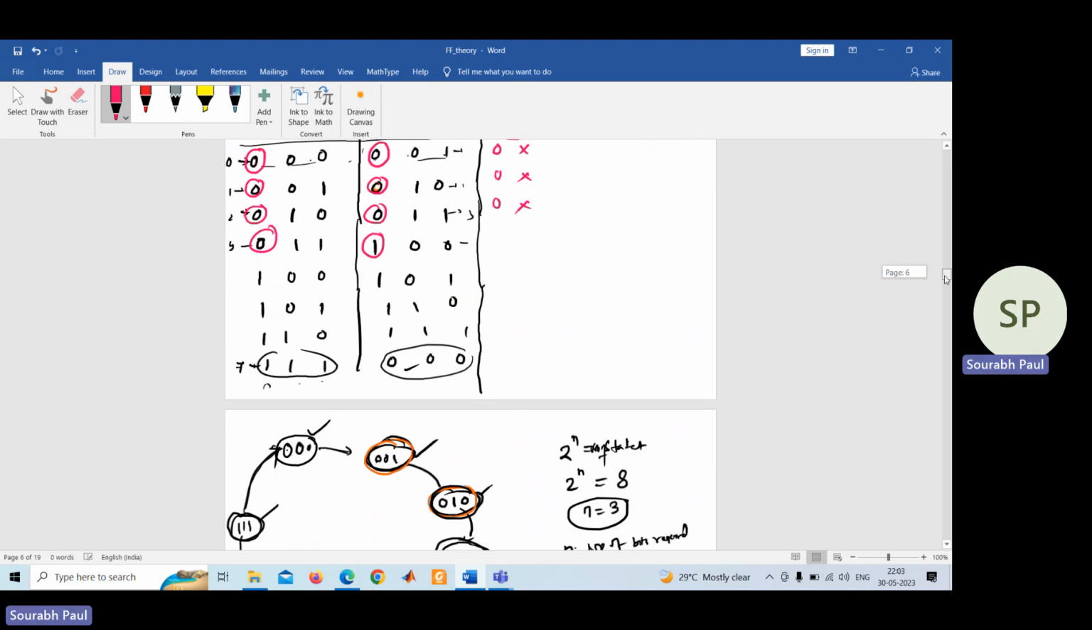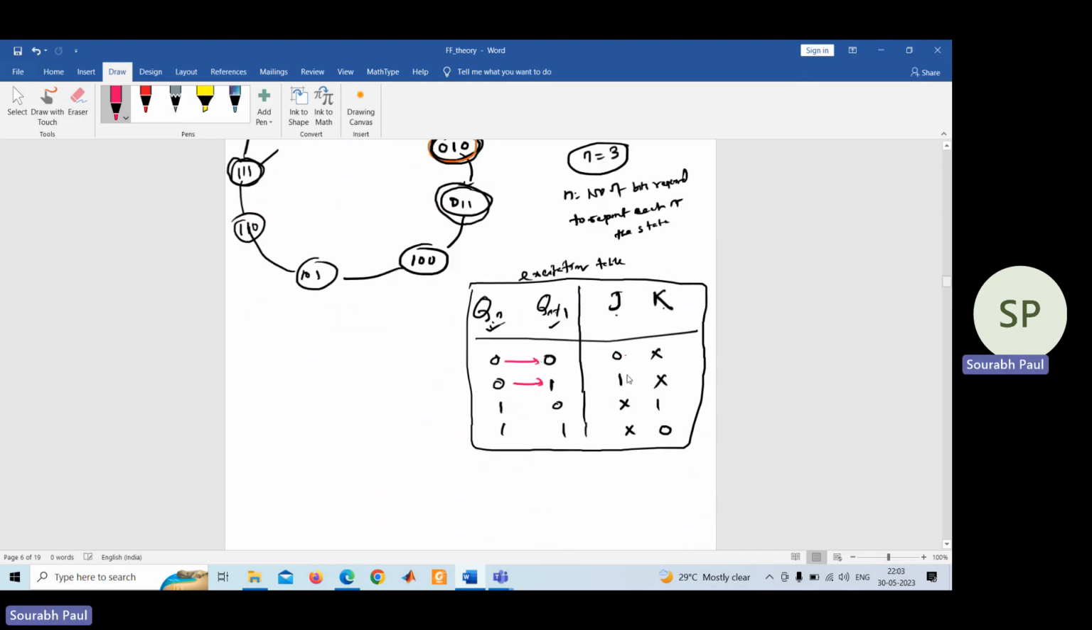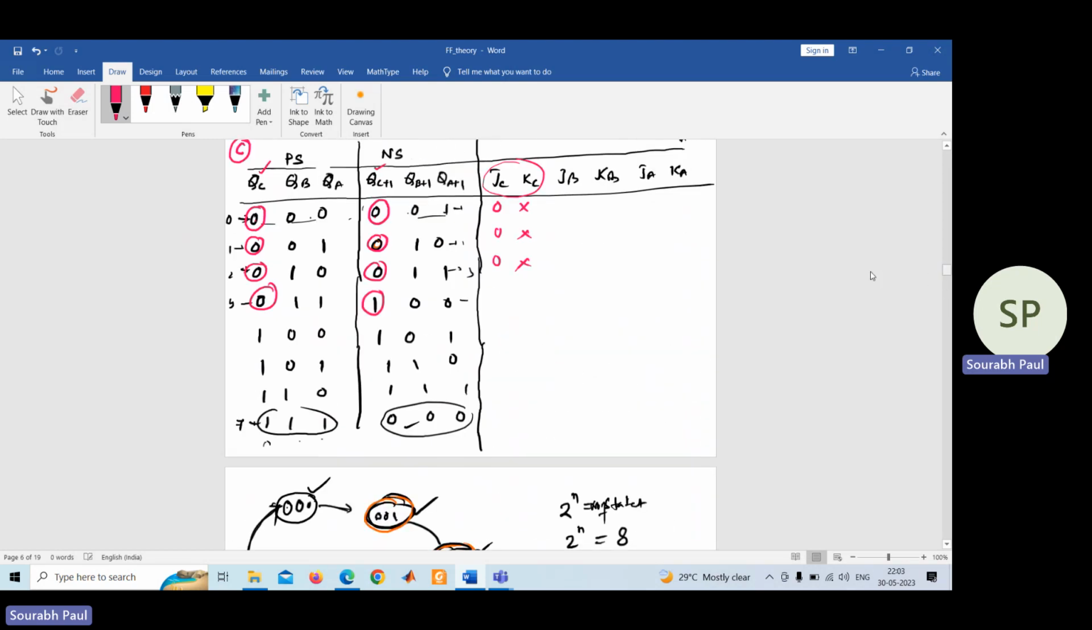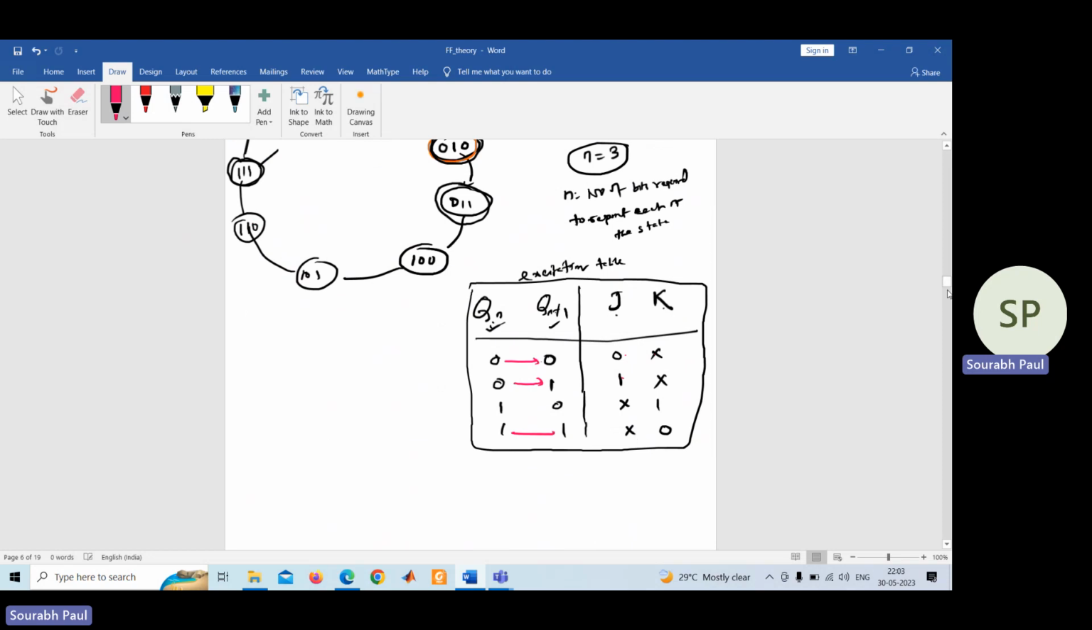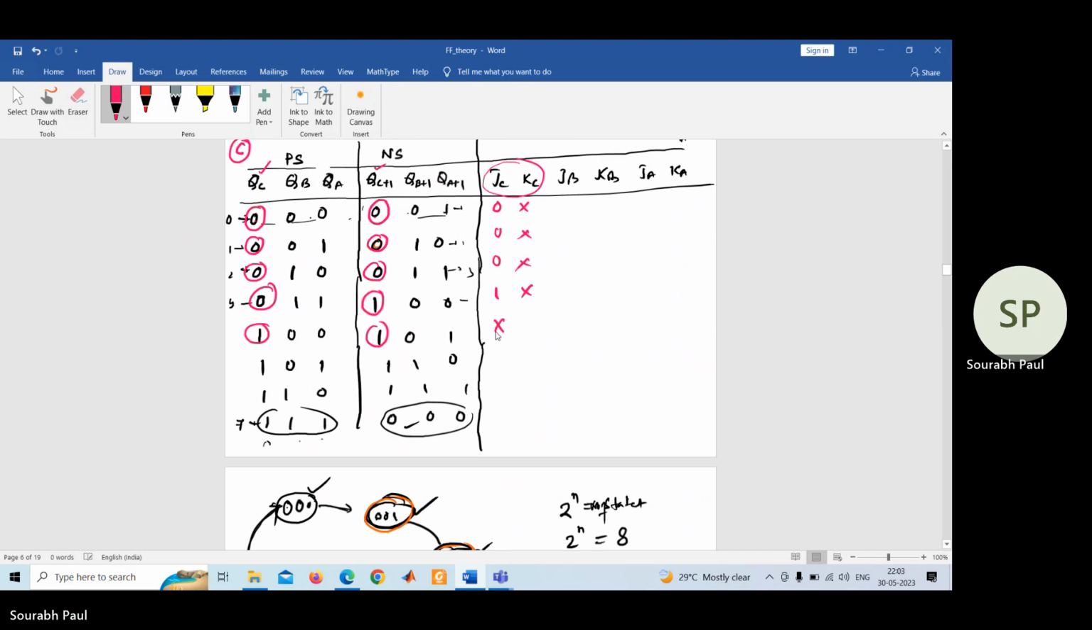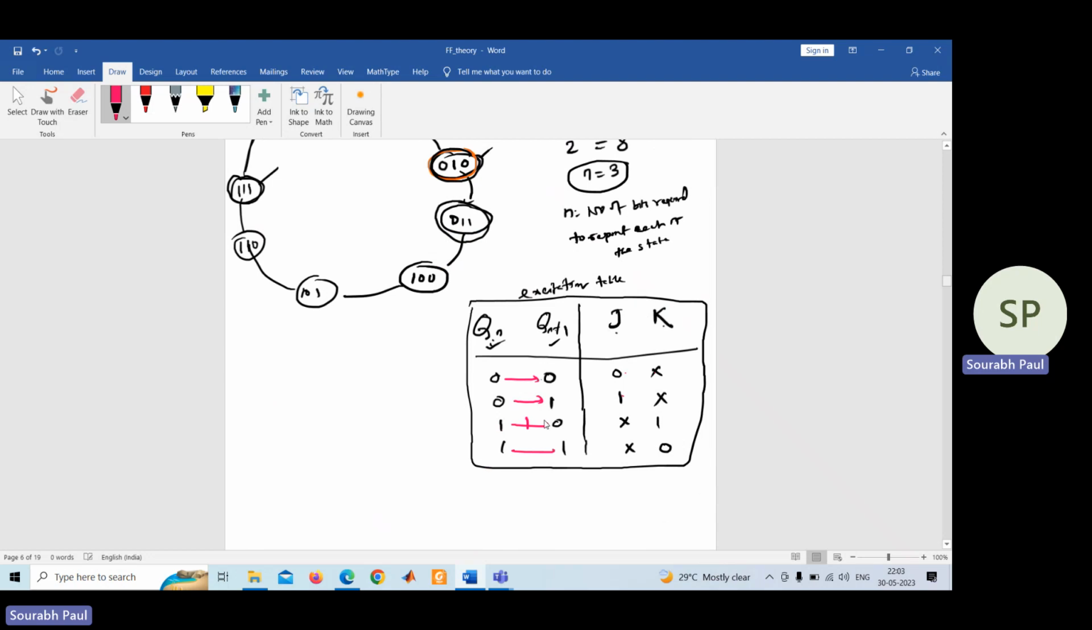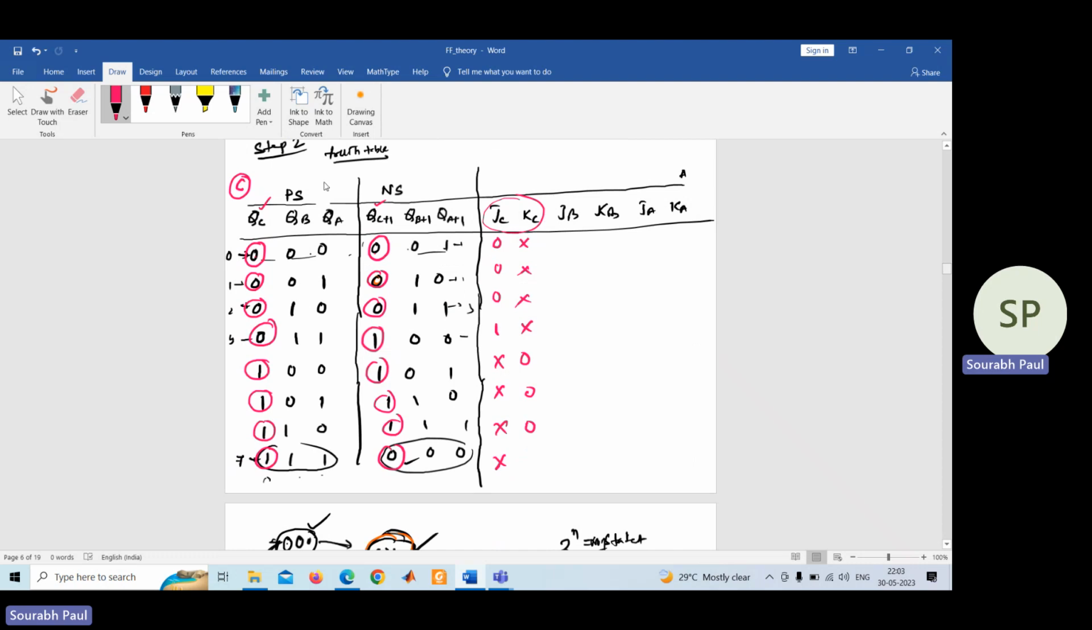Then 0 1. If you have 0 1, then what you need to put in J and K is 1x. Then 1 1. According to the excitation table, if it is 1 1, it has to be x0. So put x0 here. Again 1 1, x0. Then 1 0, that is x1. 1 0, you check, 1 0 is nothing but x1. Now follow the same procedure for all the flip-flops.